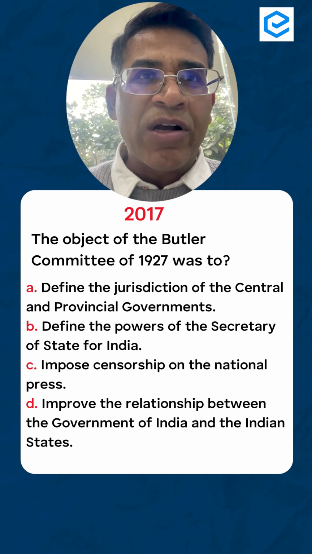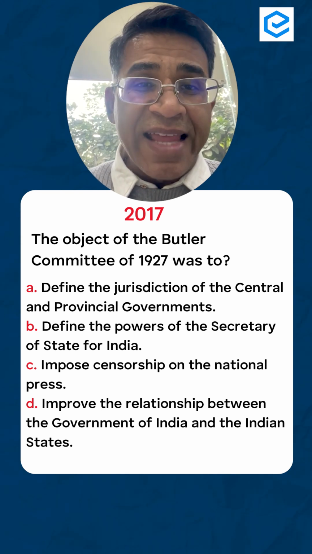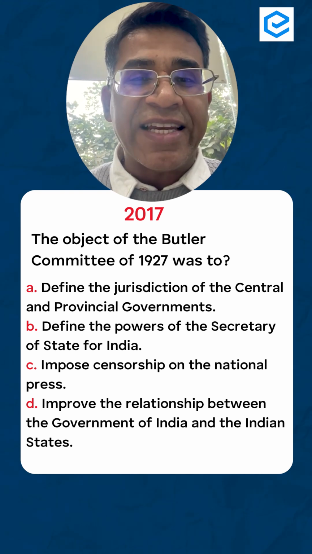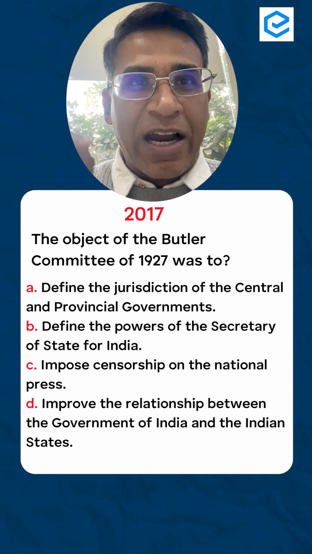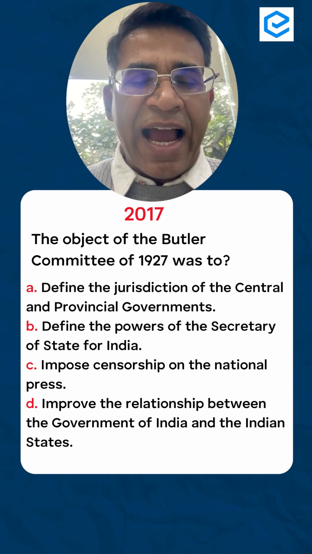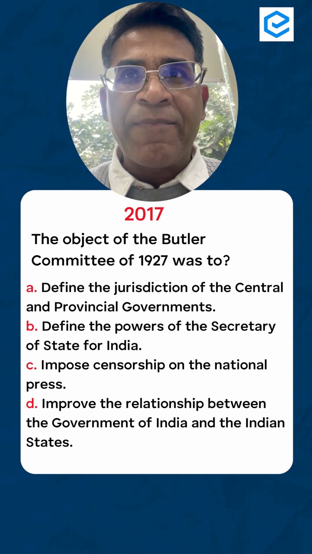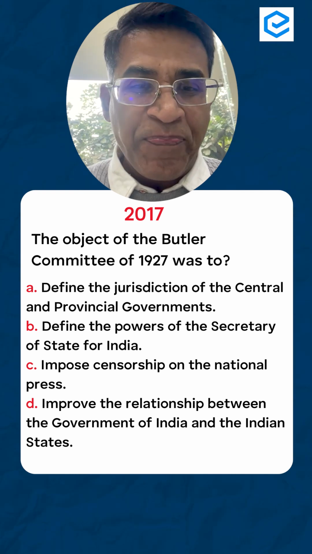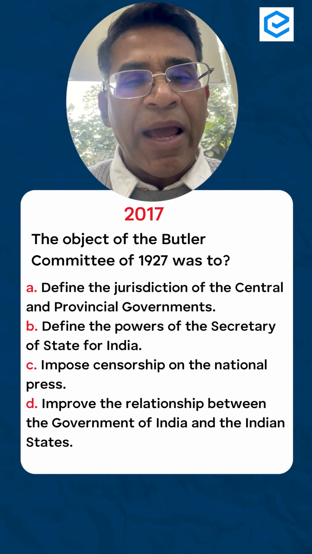And the third one was who imposed the censorship of national press? The answer is it was done in 1799 by Lord Wellesley. Now when I was looking for this one, I realized that a lot of people may confuse the censorship of press with the Gagging Act of Lord Lytton. Lord Lytton passed a Gagging Act, and that Gagging Act was done in 1878, which Lord Ripon in 1881 abolished.